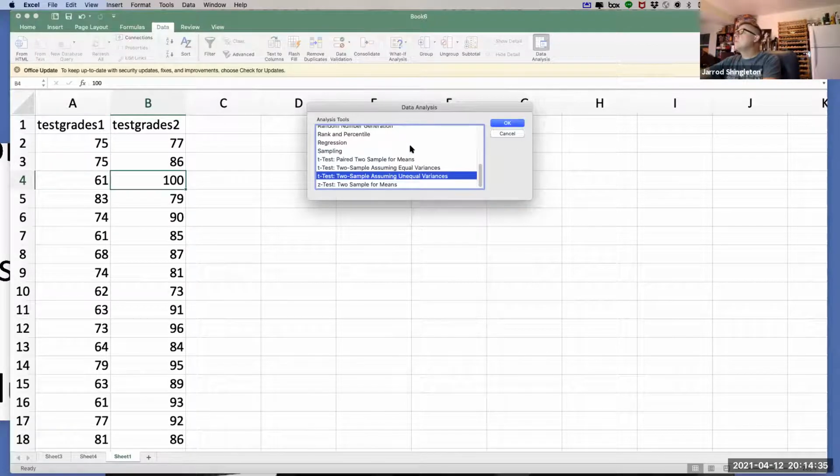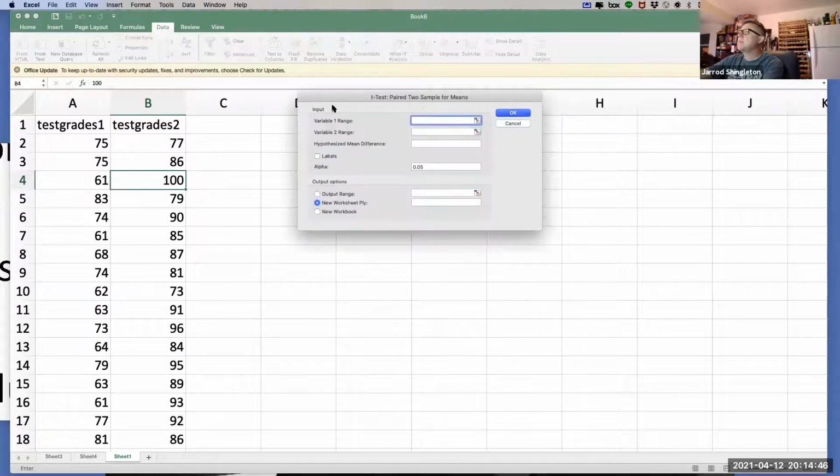Okay. So let's say okay on this. These are the only two types of t-tests you will use in this data analysis toolkit. Never use equal variance, never use z-test for means. So I'm going to say okie dokie. It's asking me for the data range 1. There's data range 1. This is range 2.